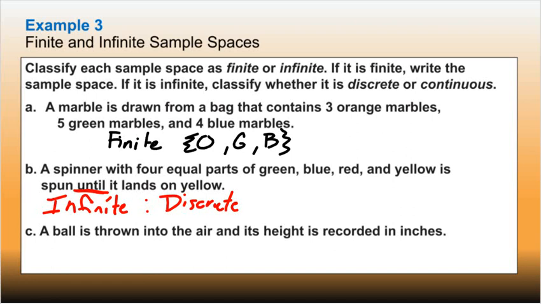And letter C, a ball is thrown into the air and its height is recorded in inches. Now you can keep throwing the ball up there. It doesn't matter how high or how short. You just keep going. So this would be infinite, and this would be continuous.